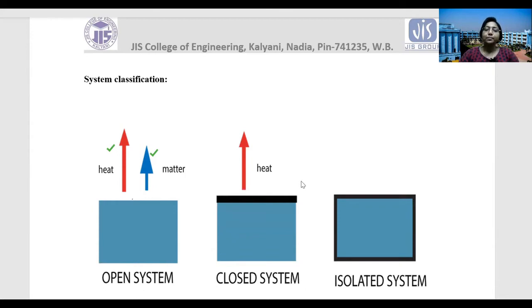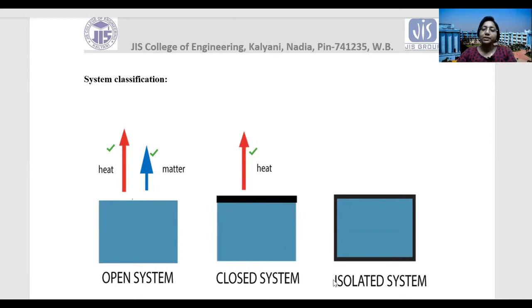Now the closed system: only heat can be transferred, but mass transfer cannot take place. Matter cannot be transferred as it is a closed boundary. So in the closed system, only energy can be transferred. Instead of heat, better we can say energy can be transferred. It may be vibration, radiation, anything. And matter cannot be transferred.